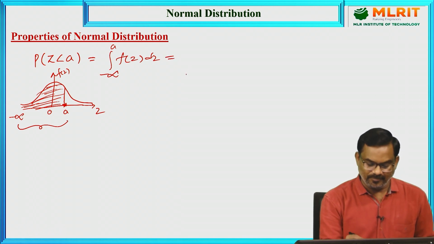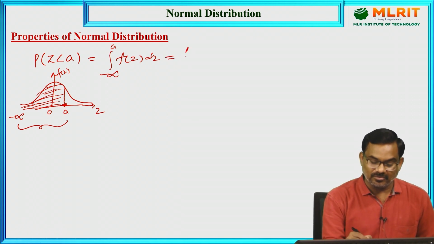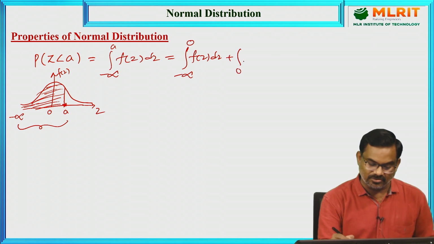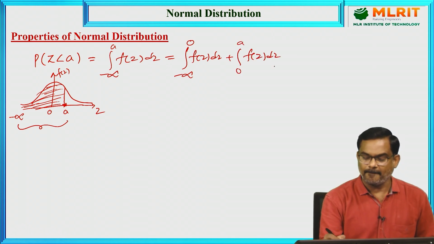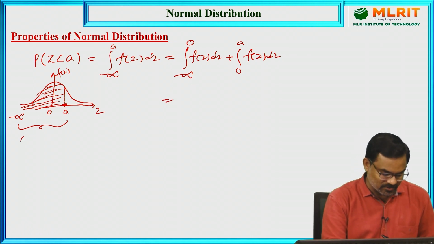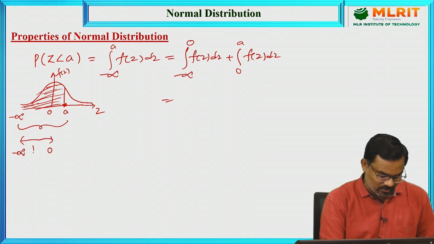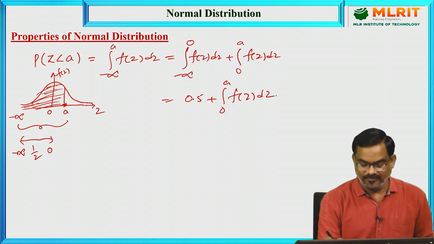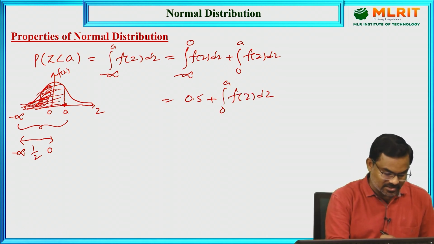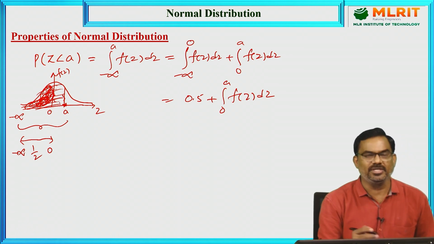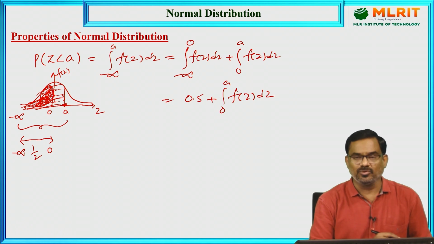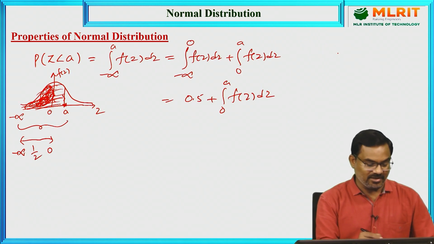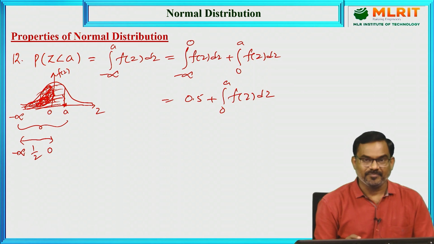So this is equal to, negative to positive will have 0, minus infinity to 0 f of z dz plus 0 to A f of z dz. We know that this part, minus infinity to 0, the area will be half. So 0.5 plus 0 to A f of z dz. So we know that this region is 1 by 2 and we can calculate this region using the distribution table. By adding these two, we will get the area here, probability of z less than A, and the area right to A is probability of z greater than A.